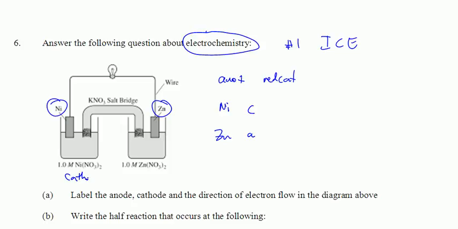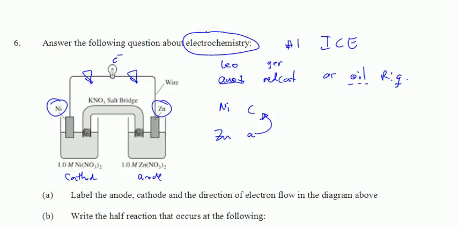So cathode, anode. Now electrons always flow from the anode to the cathode. So electrons are going to be going in this direction. Makes sense because if the anode is oxidized, it has to be losing electrons. And if the cathode is reduced, it has to be gaining electrons. LEO goes GER. Losing electrons is oxidation. Gaining electrons is reduction. You could also think of it as OIL RIG. Oxidation is losing electrons. Reduction is gaining electrons.